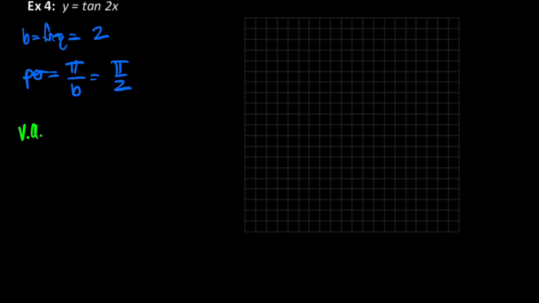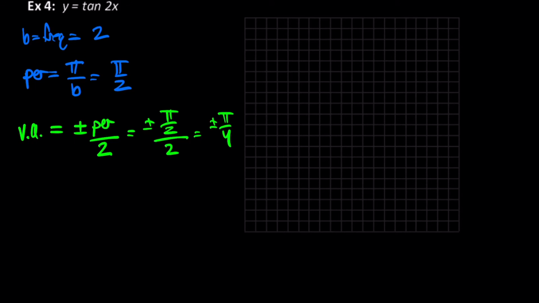And there's a couple different ways you can approach tangent, but I like to think of it this way. My first 2 vertical asymptotes are plus or minus the period divided by 2. So in this case, it's going to be plus or minus pi over 2 divided by 2. Copy, change, flip, that's plus or minus pi over 4. Well, how does that work?